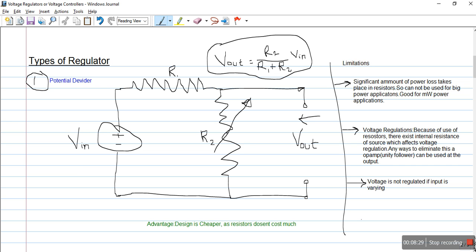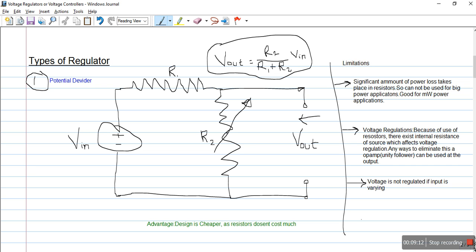Next limitation: voltage is not regulated if the input is varying. Let's say my requirement is 5 volt DC, fixed and constant. I don't want to vary the 5 volts at the output under any condition. And if the input voltage is varying from 10 volt to 15 volt, like 12, 13, 14, then if my input is 10 volt, output is 5 volt. But if my input increases, at the same proportion output also will increase. So I do not get my output regulated at 5 volt, right? So regulation is not possible in the case of potential divider networks.